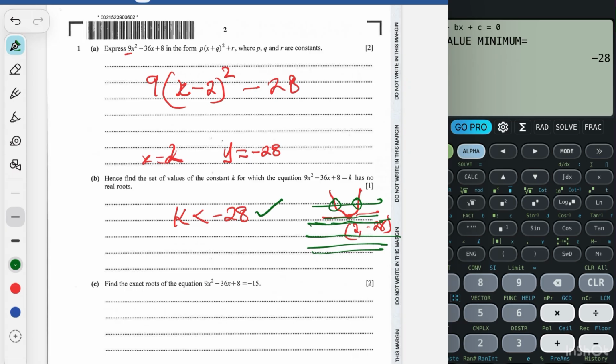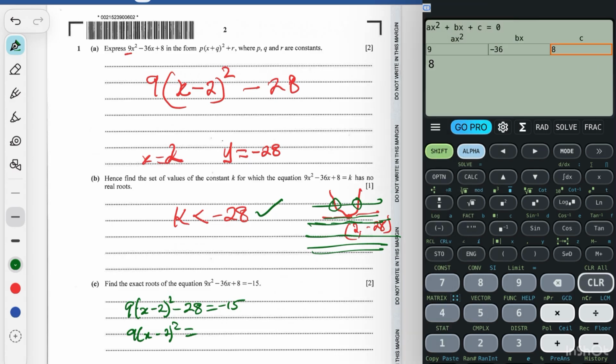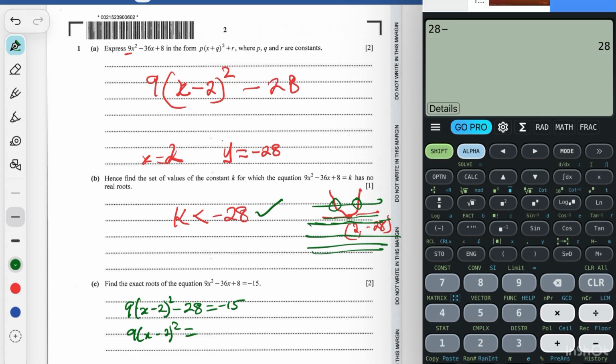Then from this, you should be able to solve it. Find the roots of the equation. You can use your quadratic formula, but since we already completed the square, we'll just use that. So 9 bracket x minus 2 squared minus 28 is equal to minus 15. You can collect like terms and use the quadratic formula, you're free. So 9 bracket x minus 2 squared is equal to 28 minus 15. So 28 minus 15, I'll just do it here. Always check in the exam. It's not that I don't know it, but I have to be sure. So this is 13, right?